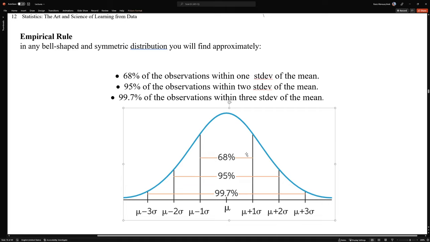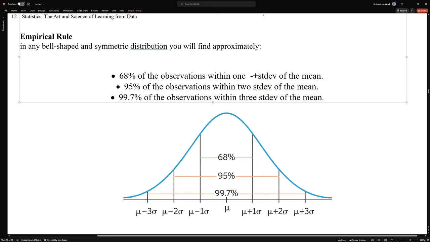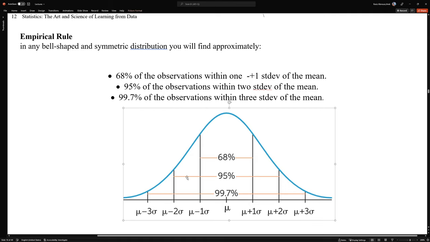The 68% of the observations are in this area, within one standard deviation. Within one standard deviation can be either one standard deviation less, which is here, or one standard deviation more. So within one standard deviation means minus or plus one standard deviation. The same, 95% of the observations are within two standard deviations. So this is very useful. Almost all data are within two standard deviations of the mean.